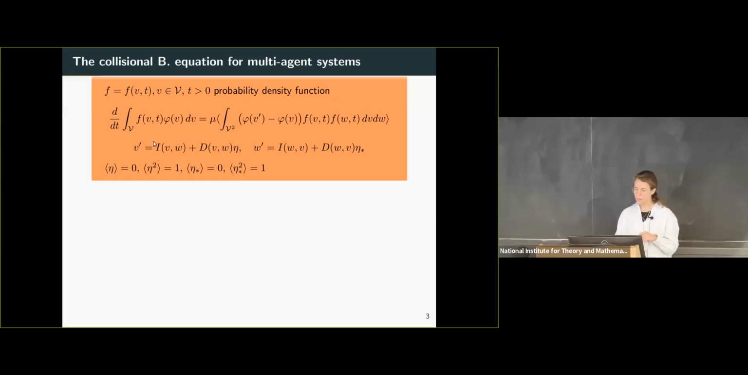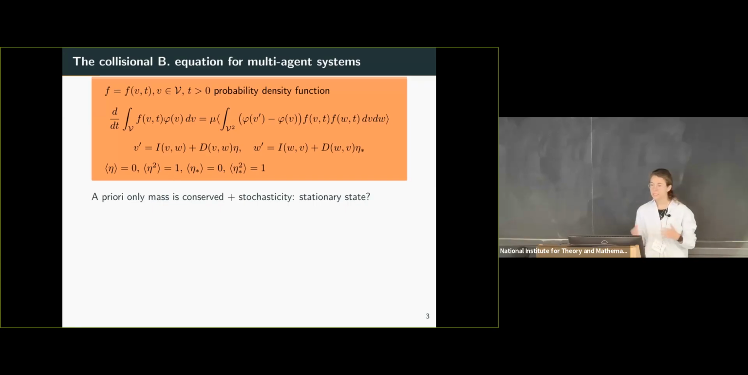And now our interaction rules are not the binary collisions anymore, but they can be expressed in this way. So we may have a deterministic part, which depends on this interaction, and a fluctuation D, in which eta and eta star are white noises, with zero average and unitary variance. So the problem here is that a priori only the mass is conserved, and we have stochasticity, so we cannot determine the stationary state from this integral partial differential equation, this Boltzmann-like, collision-like equation.